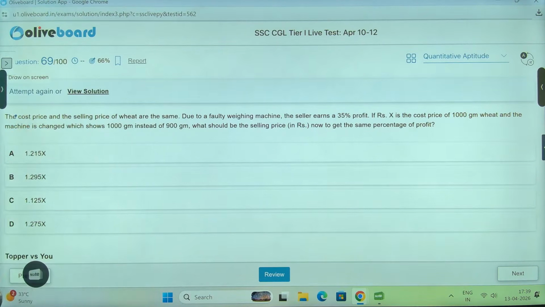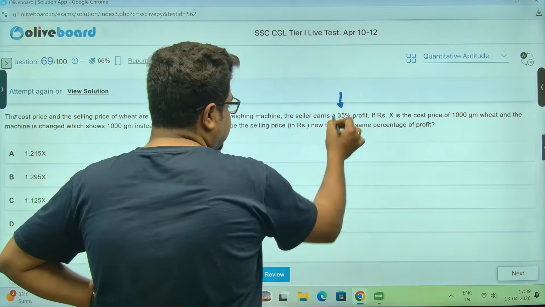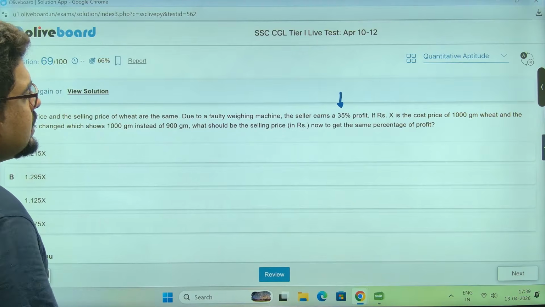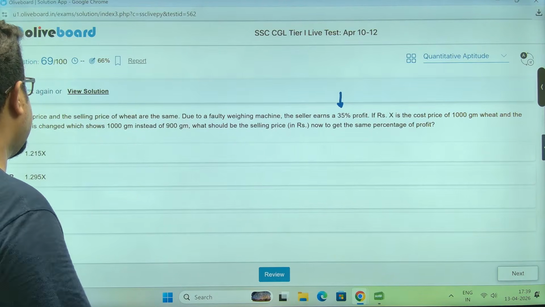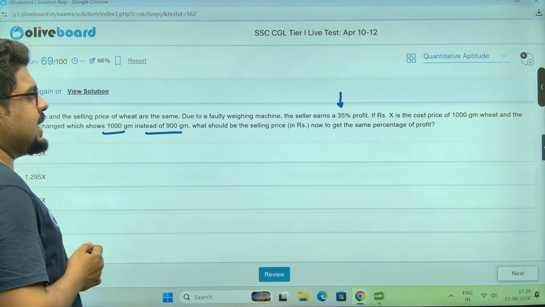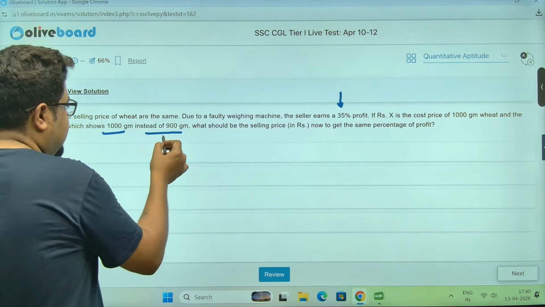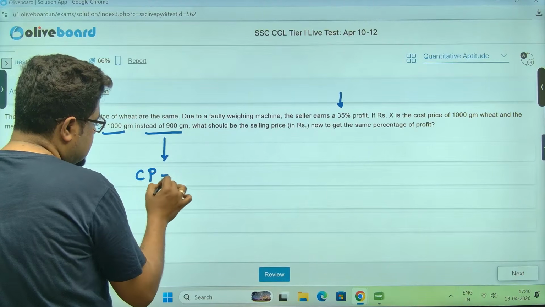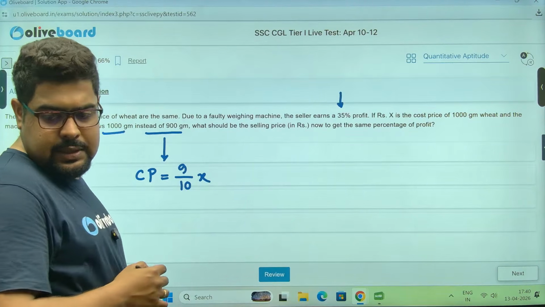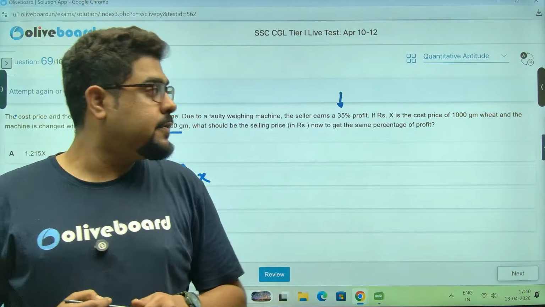The cost price and selling price, this. Okay, faulty machine, 35% profit. X is the cost price of 1000 grams of wheat, and the machine is changed, which shows 1000 grams instead of 900 grams. Then what is the CP of 900 grams? So the CP of 900 grams will be 9 by 10 of X, because 1000 grams is X.